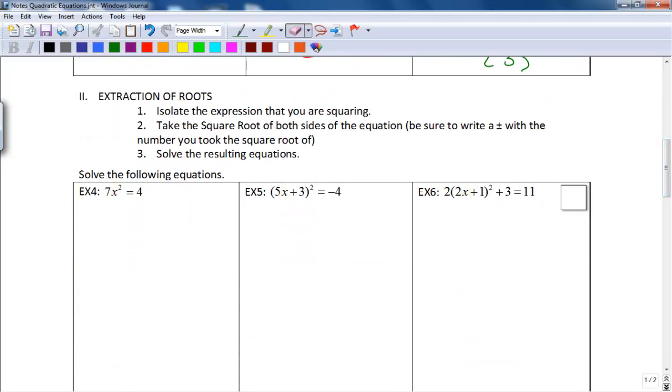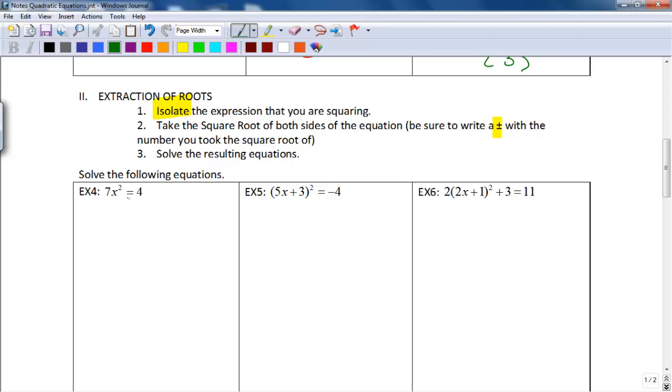So what does the extraction of roots method say to do? The first thing I need to do is isolate the expression that you are squaring. That's really important. You have to make sure that you isolate, and we'll look through that. Then after you do that, you're going to take the square root of both sides of the equation, and you're going to be sure to write a plus or minus with the side that had the number. And then we're going to just solve the resulting equations. So let's take a look at some of these problems.